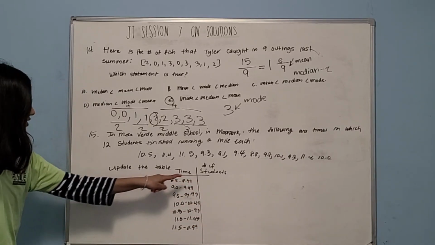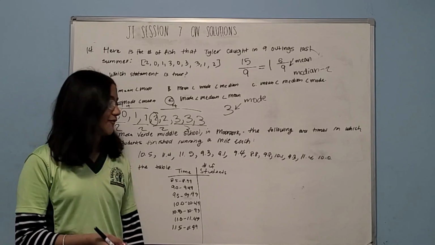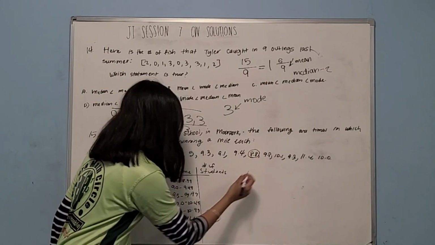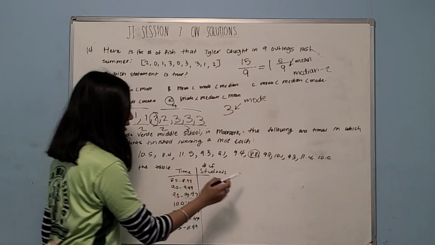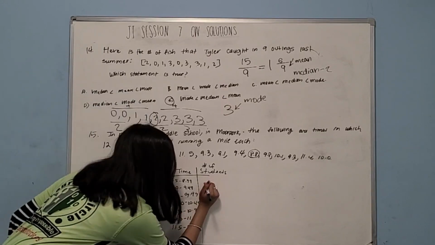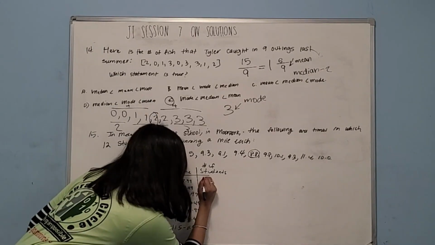So let's look at from 8.5 to 8.9. Let's circle it first. We have this one over here, 1, and yes, that's about it. So we only have 1. So the number of students is 1.